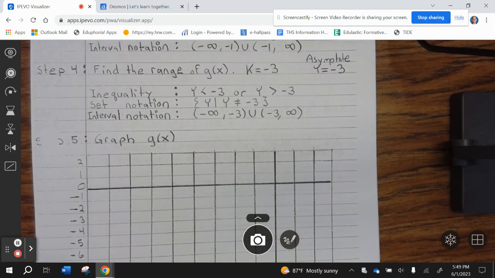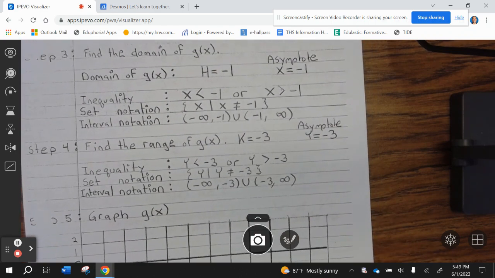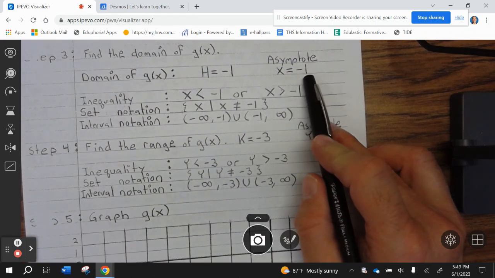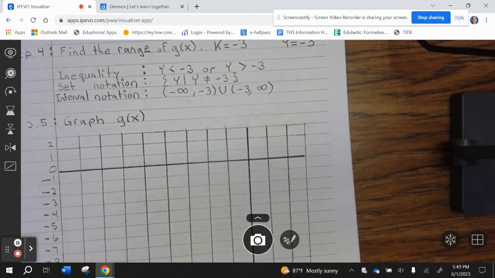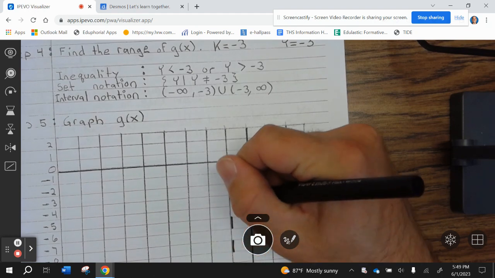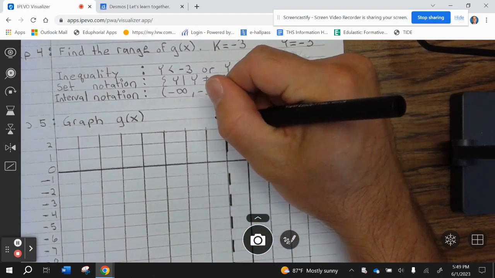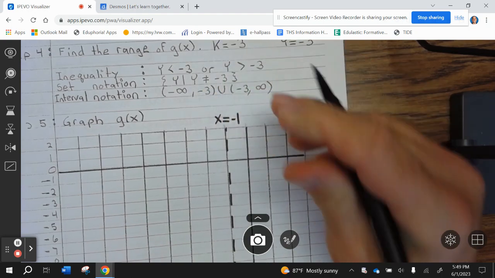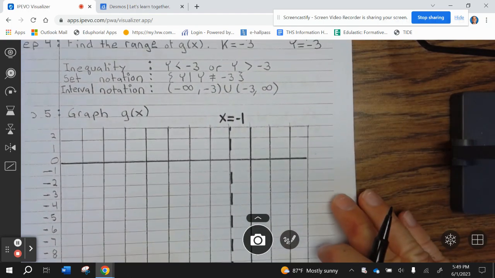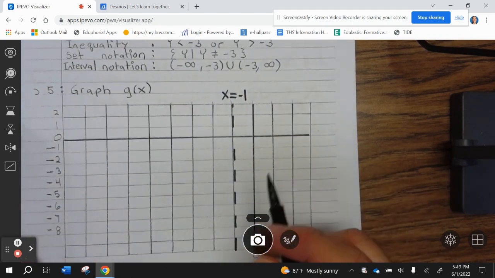Okay, so with that, let's go ahead and graph our function. So we're going to start by graphing our asymptote x equals -1. Okay, so x equals -1. That's our vertical asymptote. And we have a horizontal asymptote at y equals -3.